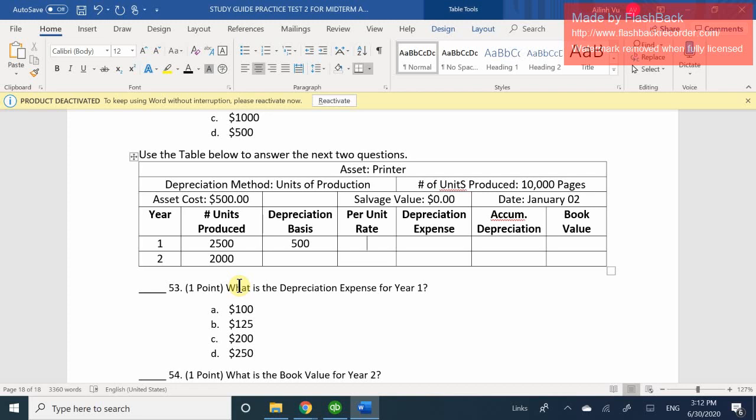Oh, where are we? We are solving for the per unit rate. Okay, so 1 divided by, well, what's the years? And oh, wait a minute, where's the years? Does it say? I don't think it says the years. It has the cost, it has the salvage value at 0, and the date, January 2nd, the date of putting it into service.